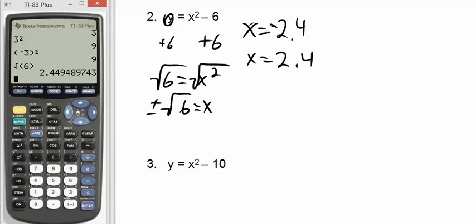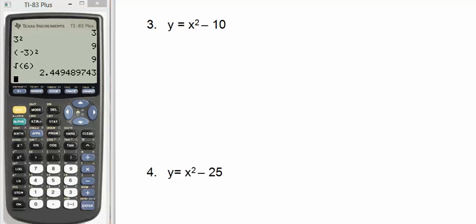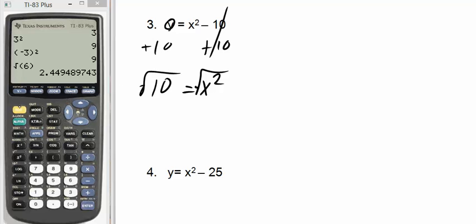All right, the rest of these I'm just going to do by hand. If you would like to use the calculator by using that method, that's just fine. But you'll see that it's actually a little bit easier to do them by hand if you learn to do it. So we go, set this equal to 0, plus 10, plus 10. Those cancel. x squared is equal to 10. Take the square root of both sides. So we go square root of 10. And our answer is x is equal to plus and minus 3.16.